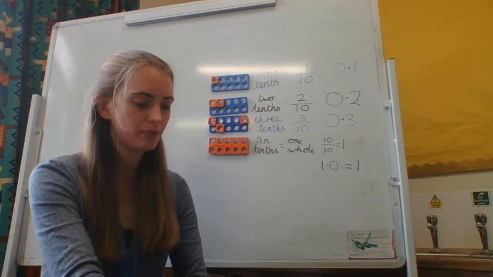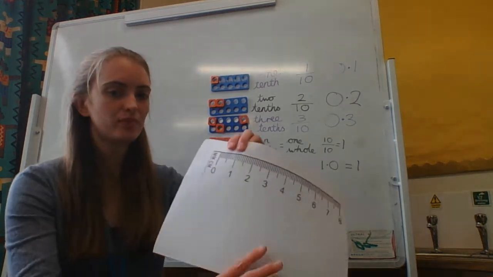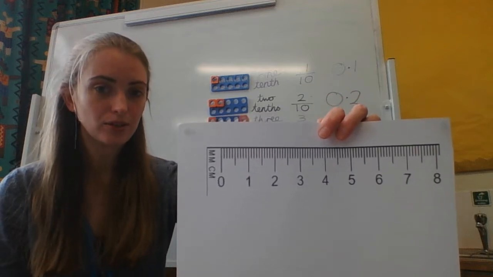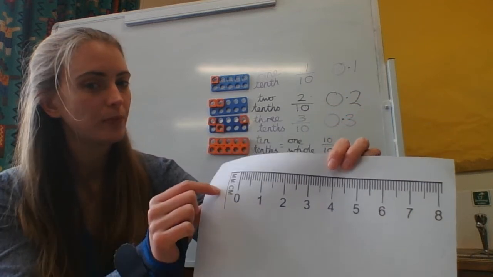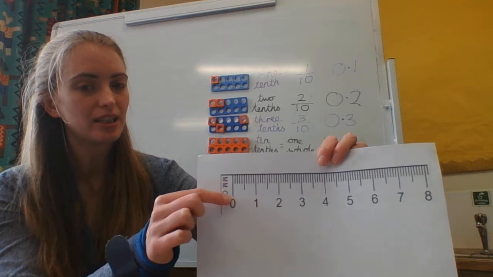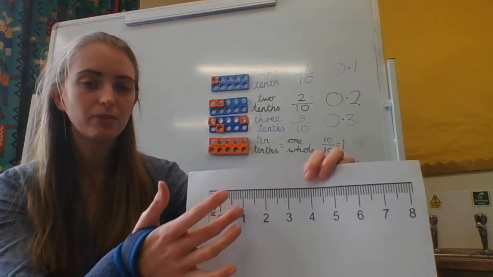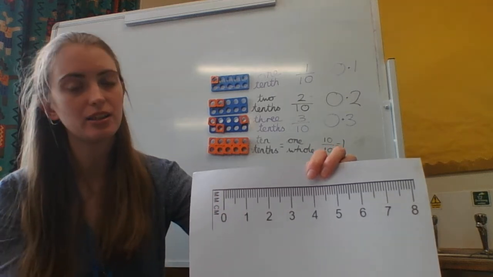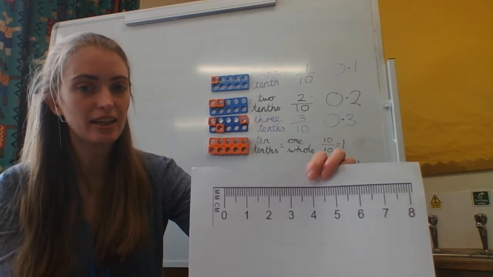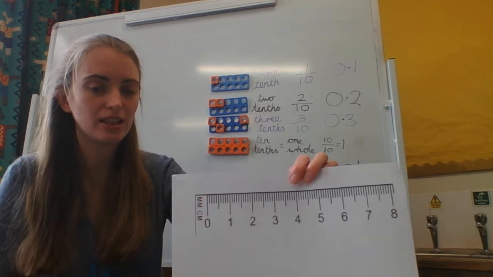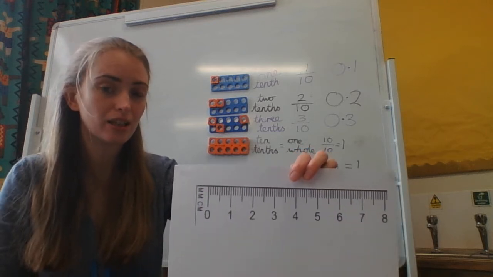So I've blown up a ruler, made it bigger, so you can see it. And if you get your ruler out, you can also have a look at this. So in each centimetre, there are 10 millimetres. If I split my centimetre into 10 equal pieces, into tenths, I'll have a millimetre. Each tenth of a centimetre is a millimetre.